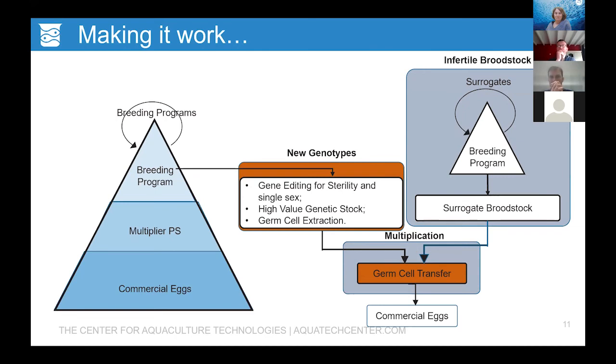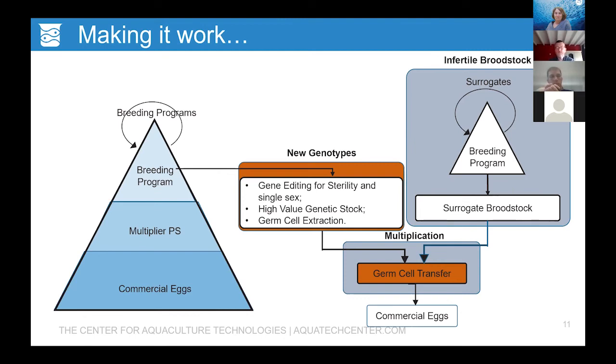On the left of this diagram, you can see a schematic of a conventional breeding program in fish, with a breeding program running using conventional technologies at the top of the pyramid, producing multiplier parents who then produce commercial eggs or juveniles. We see gene editing fitting into that program as providing the new genotypes that are aimed for commercial production. So that may involve gene editing for sterility and single sex. It may just be a high value genetic stock, and we're using germ cell extraction in that process to get control over the genotypes that we want to multiply.